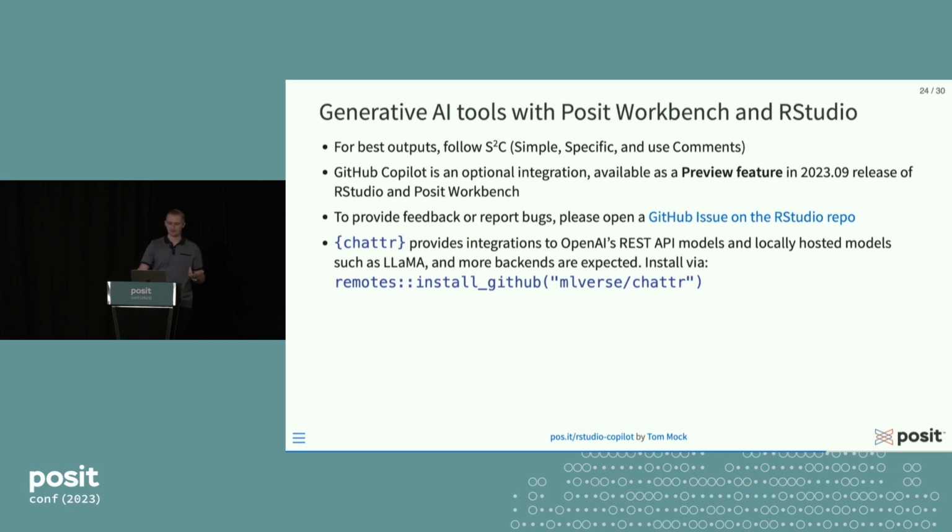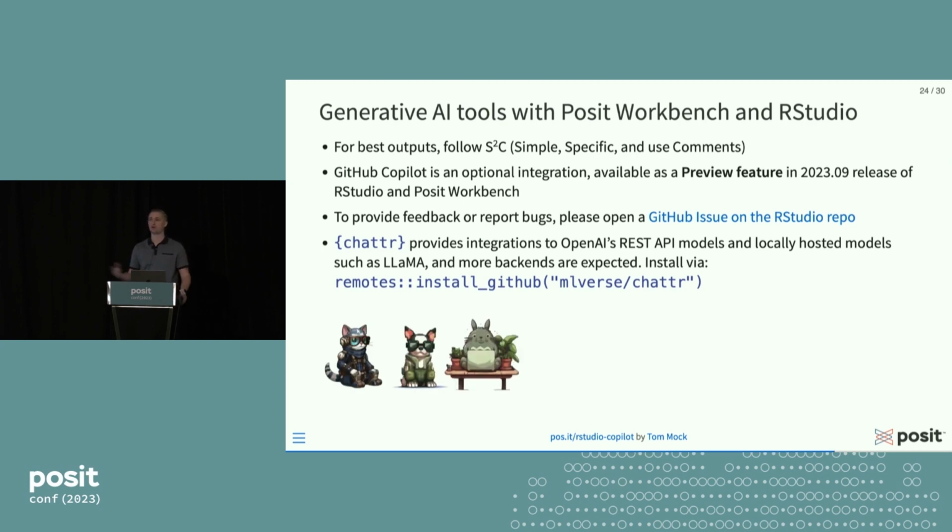So ultimately, whether you are a cat person, a dog person, or you like Totoro, there's a generative AI tool out there that you can use in RStudio, be productive, and you can have your own little Copilot that'll work with you. So thank you for your time, and I have tons of questions for you.